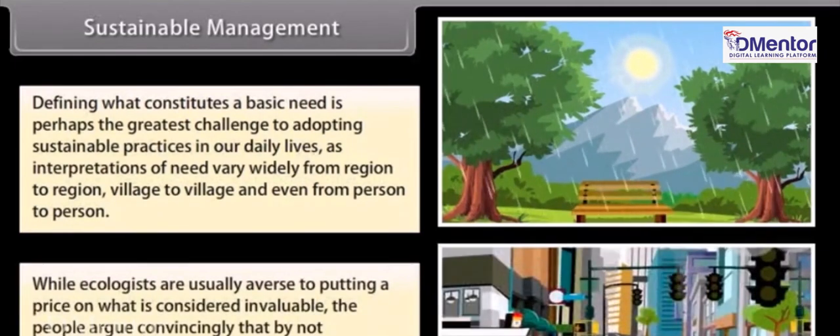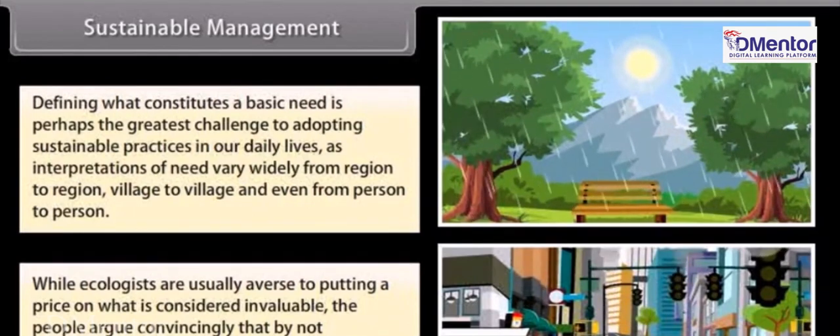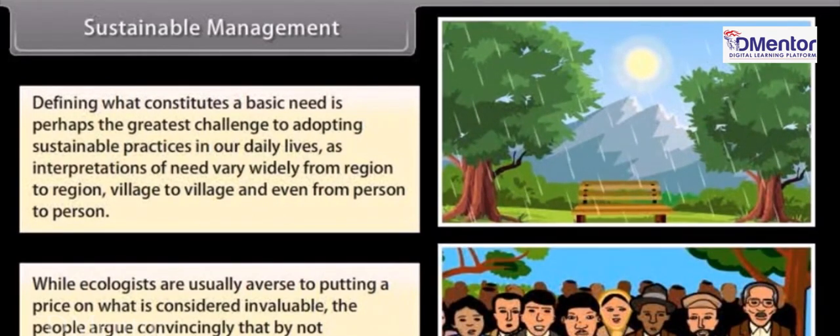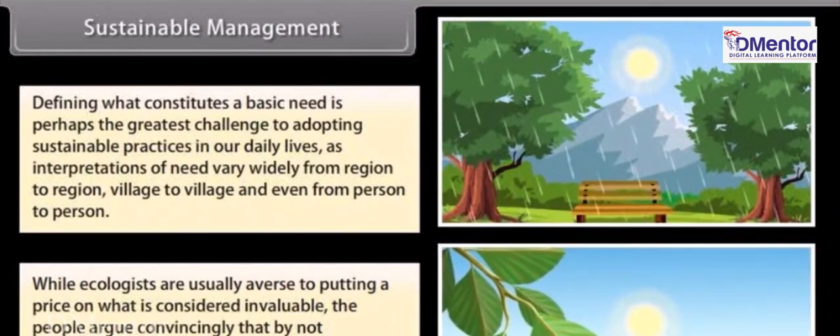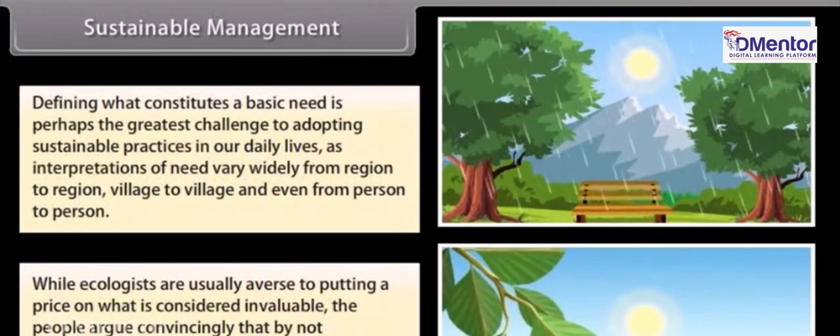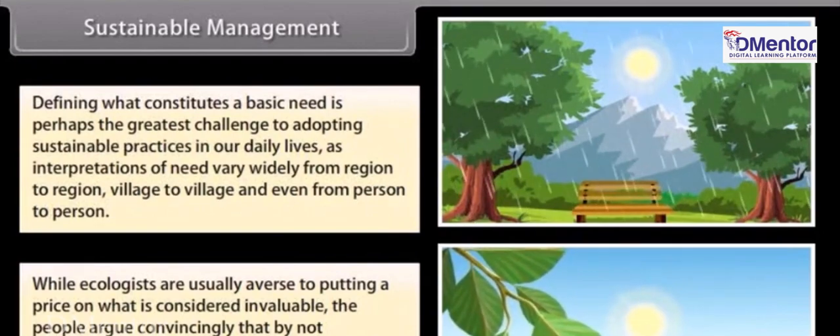While ecologists are usually averse to putting a price on what is considered invaluable, the people argue convincingly that by not considering the economic benefits of forests, their conservation status is actually undermined because their diverse economic contributions remain largely unrecognized or undervalued.